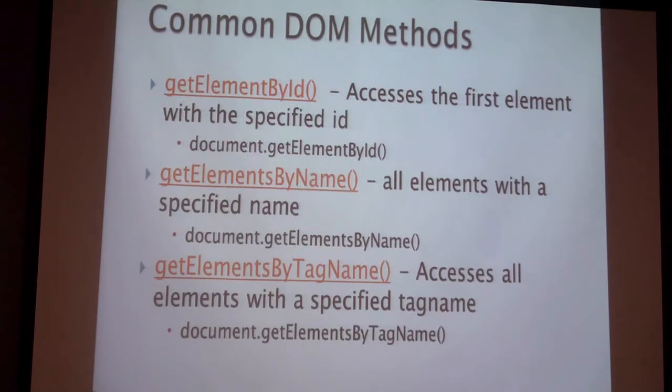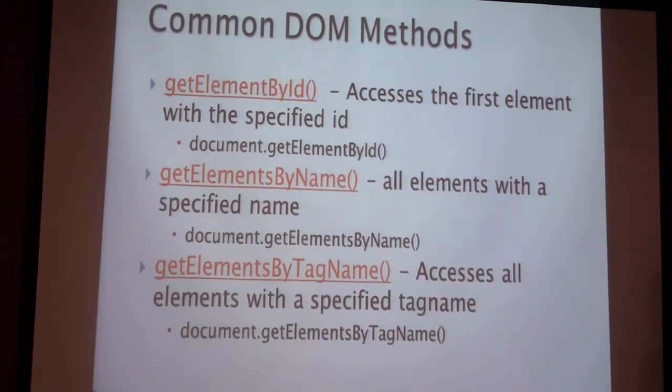Alright, so every single object in the DOM is going to have these three methods. Every single one. It doesn't matter if you're talking about the whole document, a little button on the document, a text field, a paragraph or a link. All of them will have these three methods: getElementById, getElementsByName, and getElementsByTagName.